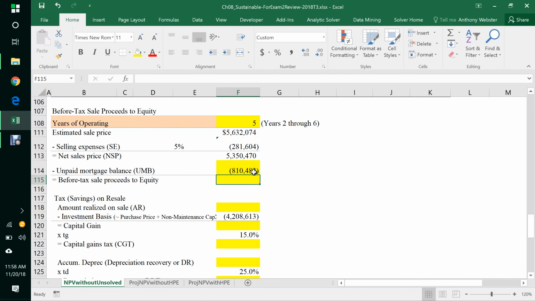All right, so that gives me my before-tax proceeds to equity. And I'm just going to do a little check here because, as you guys know, sometimes I'm a little too fast and loose with the signs. If I take the net sales price, it better be less than the estimated sale price. If I take the before-tax sale proceeds to equity, it better be less than the net sale price. So everything is working in the right direction for me right now.